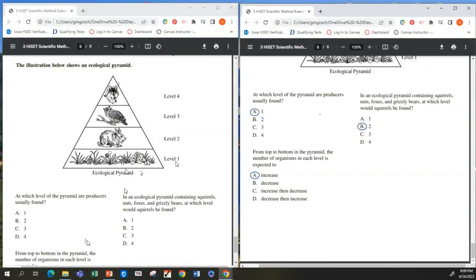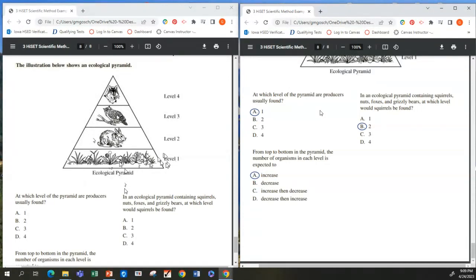Okay, and our last question here. In an ecological pyramid containing squirrels, nuts, foxes, and grizzly bears, which level would the squirrels be? Okay, so the plants are going to be at the lowest level. Up from that, you're going to have small animals that live entirely off the plants below it. Above that, you're going to have animals of prey that live off those small animals that are dependent upon the plants. And then above that, you have birds or animals of prey that are the highest level. There is no other animal that lives off that animal. So they are at the top of the pyramid here.